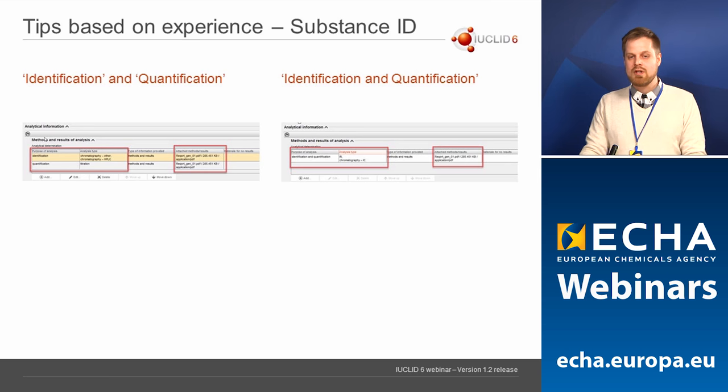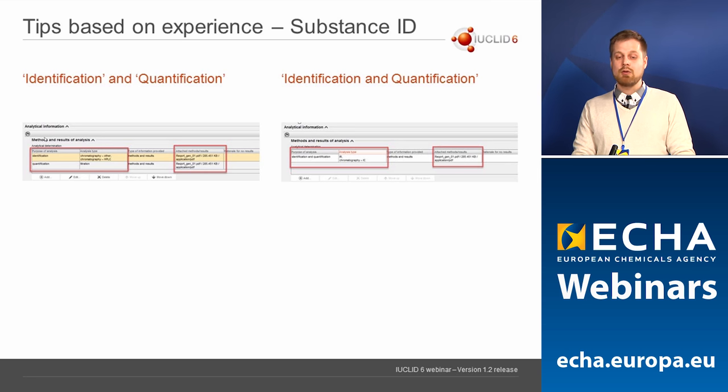You can report the identification and quantification in two different ways. Reporting them separately, whereby you need to have two rows, one identification and one quantification, both of them shall have an attachment. You can also report them, however, together in case you have the results in one report. In that case, you should select the purpose of analysis as identification and quantification, and also provide the attachment.